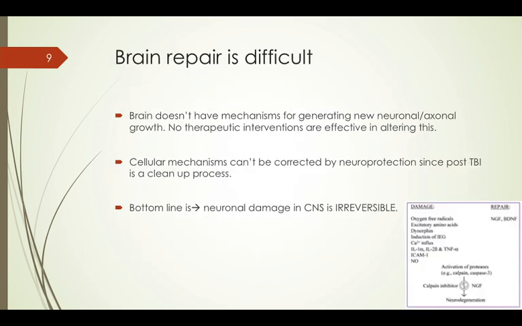The problem is, with traumatic brain injury, repair of the brain is extremely difficult. The brain doesn't really have many mechanisms for generating brand new axons, neurons, etc. So that's why it's difficult if someone were to have a brain injury. And currently we don't have that many, if any, actually, therapeutic interventions or treatments that would change this. It's seen more as a clean-up process rather than laying down any new foundations. So the bottom line is, if someone's got brain damage, it's likely to persist.